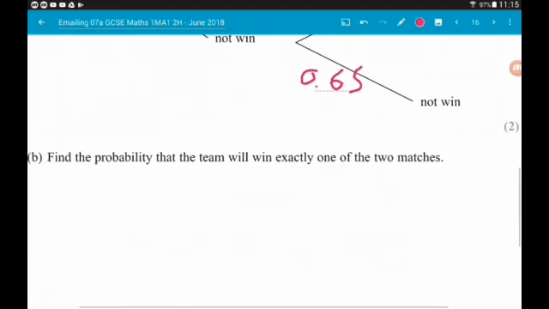Part B asks us to find the probability that the team will win exactly one of the two matches. With questions like this, we have to be very careful with the language. So we want them to win exactly one match. There are two possible ways that they can do this. They can win on Saturday and then lose on Sunday, or they could lose on Saturday and then win on Sunday.